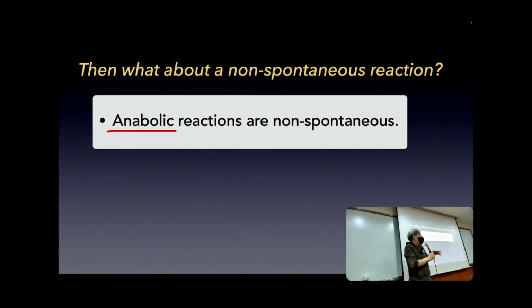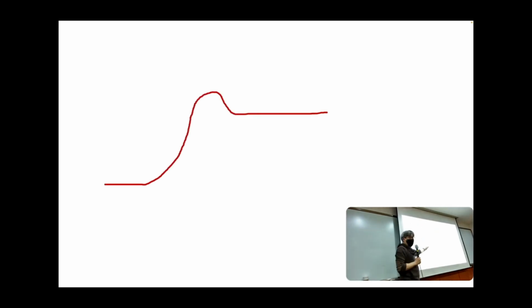So even if this is, for example, this kind of reaction, where this is a starting point and this is a product, and this is a reactant, is this a spontaneous reaction or a non-spontaneous reaction? Non-spontaneous. It's uphill, right? So this is a non-spontaneous reaction. So it's not going to happen.